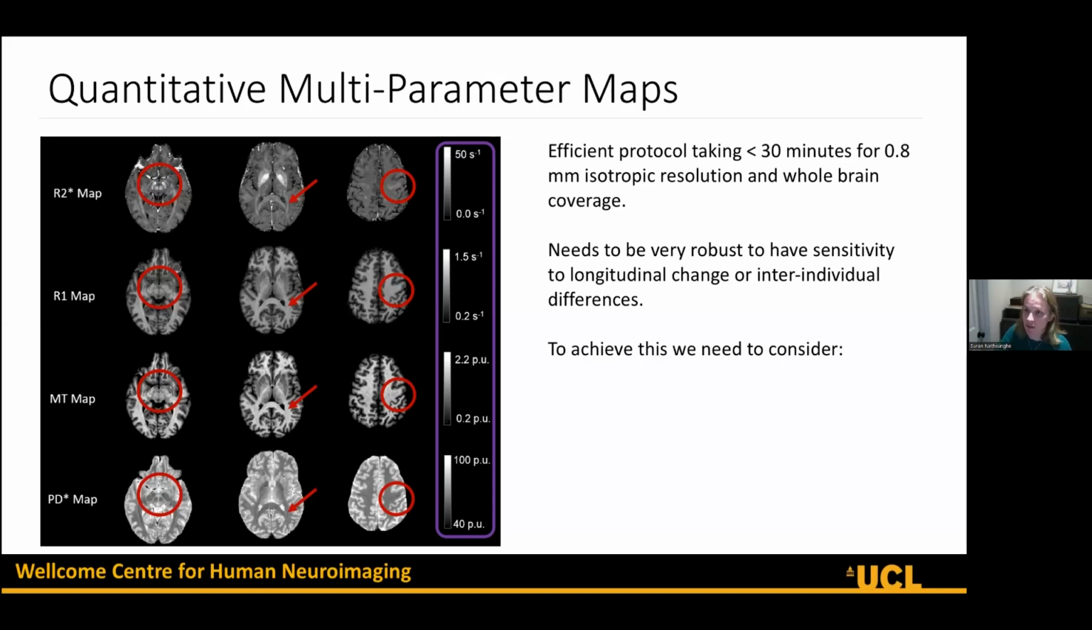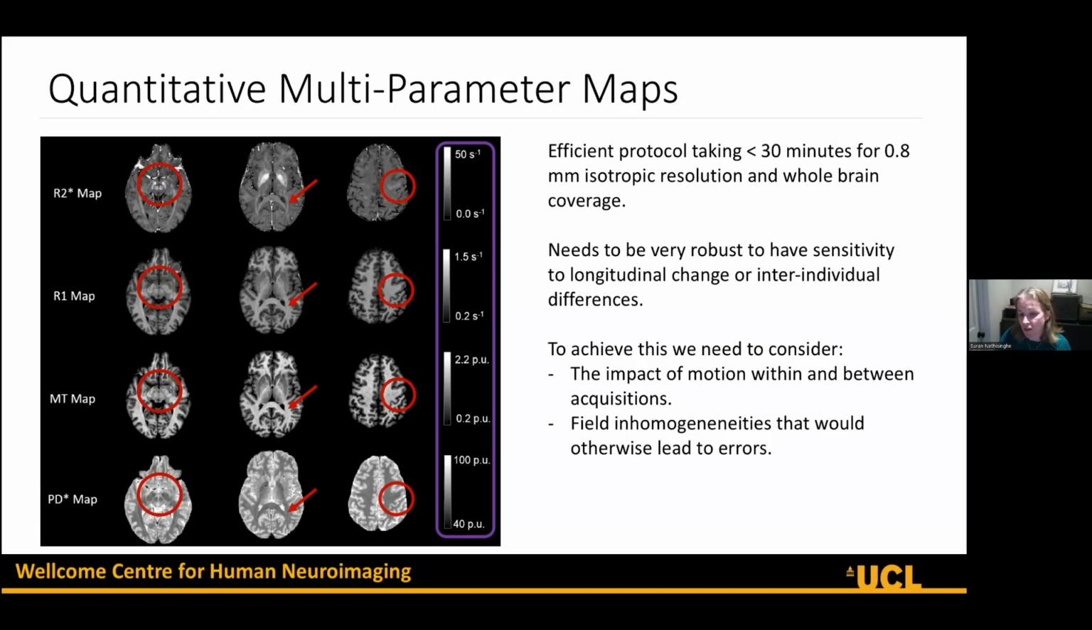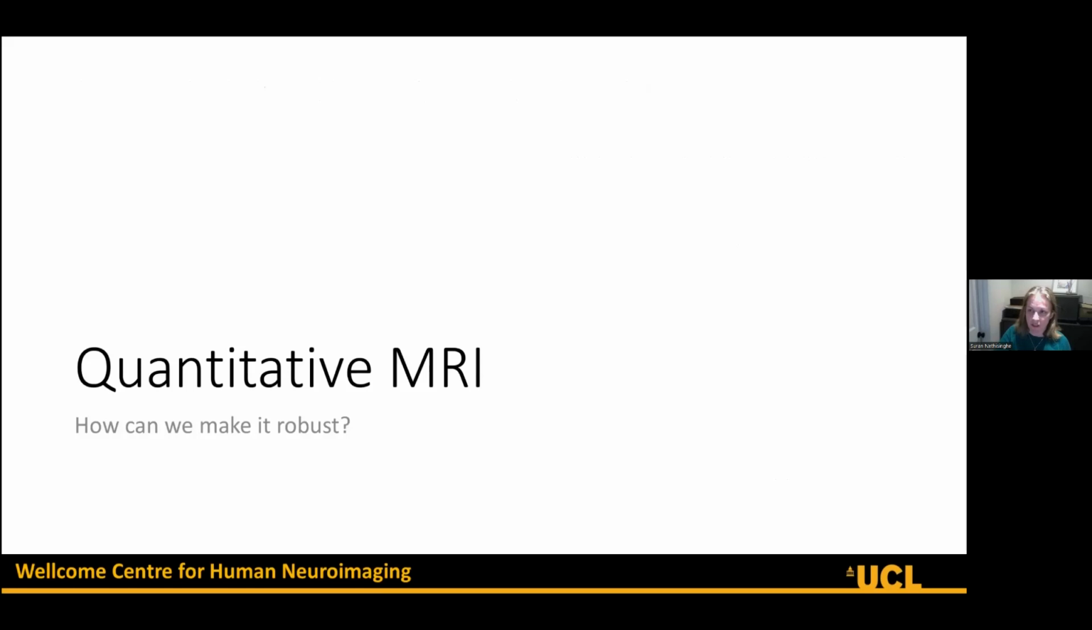And to achieve this, we need to consider multiple factors. So for example, what would be the impact of motion within or between acquisitions? We often think of it in the within case, but not so often in the between case. We need to consider what field inhomogeneities might exist, so the imperfections in our system that I mentioned before, and how these could lead to errors and need to be accounted for. It's also very important to consider what model assumptions are being made when we apply our models so as to extract the quantitative metrics. Are these assumptions valid? Under what conditions are they valid? So the next question then would be, how can we make it robust? And this is particularly important if we want to deploy this type of approach for use with clinical cohorts.